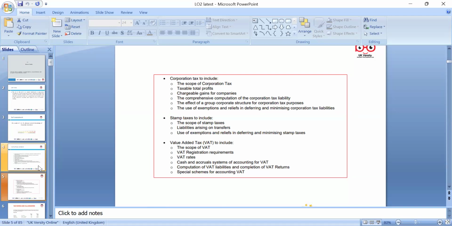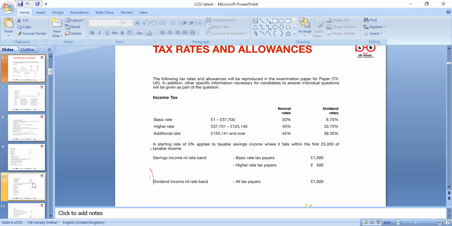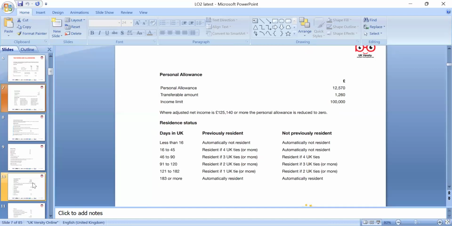As we mentioned, look at the indicated content, what we're supposed to learn. We'll discuss the scope of corporation tax. We'll discuss VAT, and we'll go through the key points as under learning outcome 2. When we go through the calculation, make sure you follow the tax rule. That's the income tax. Look at the personal allowance.